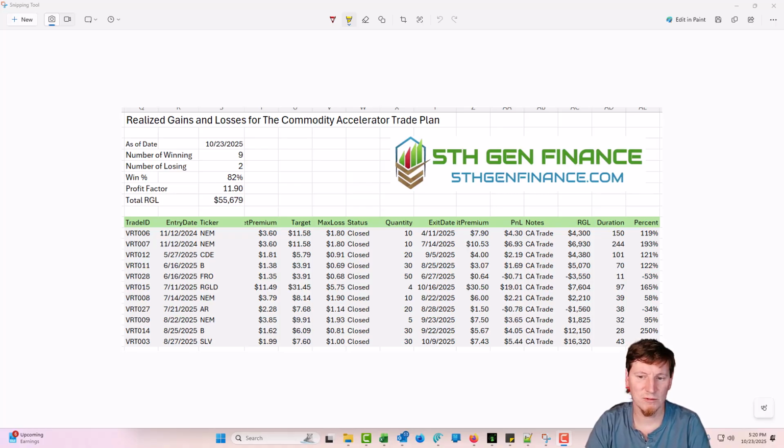My position sizing was roughly a little under 5,000 a trade, so a risk of about 2,500 per trade. We had 11 total, counting all the rolls. So 9 wins, 2 losses for an 82% win rate and a profit factor of nearly 12. Realized gains were about 55,000, and total losses were 5,000. So 60 in the good direction, 5 in the bad. So I don't even remember the bad ones.